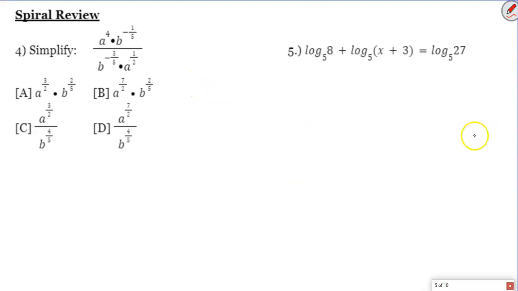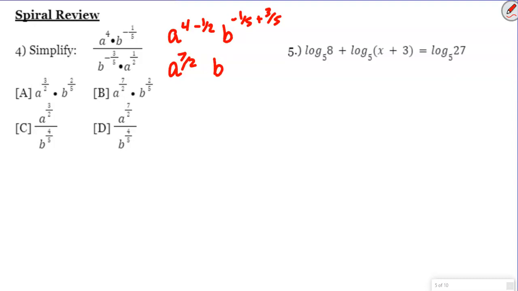Okay. So here's our next question. This is all review. The rest of this is review, guys. So we're going to go ahead and do these. So we got our a to the fourth, and we're going to subtract the 1/2 from that because it's in the denominator. Then we have our b to the negative 1/5, and if we subtract a negative, aren't we going to add the 3/5? Okay, so 4 minus 1/2 would be a to the 7/2, and you guys should be able to do this right in your calculator. I'm going to show you that in just a second. And then b is going to be, isn't that going to be 2/5? Okay, so that would be answer B.